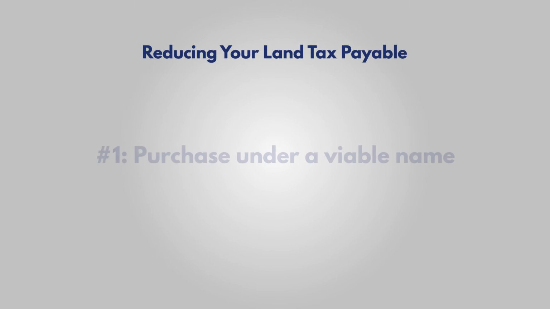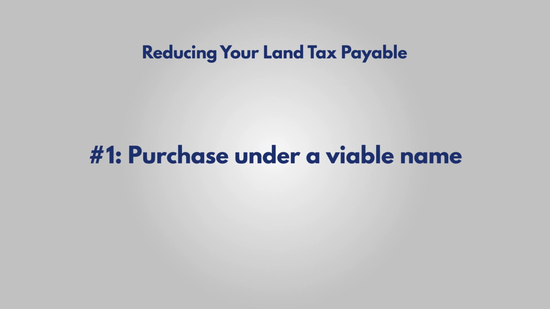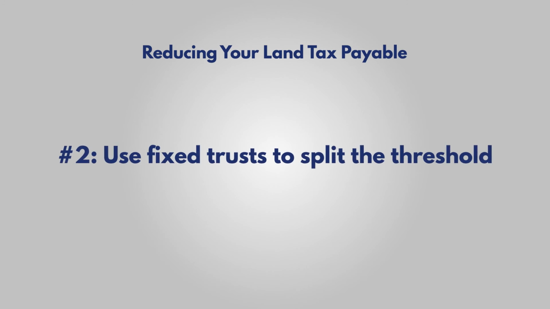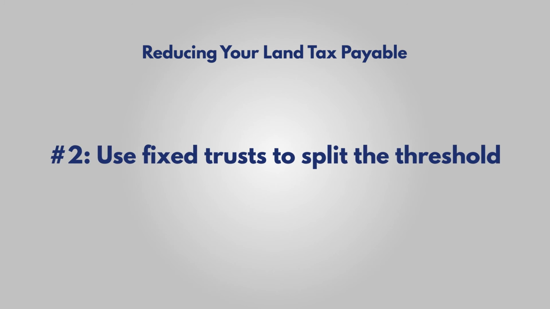Before I finish off, I wanted to just share 4 more tips with you for reducing your land tax payable. Number 1, purchase the property in the name of a person who has not already hit the threshold in the state. A good example of this is when a couple decides to purchase investment properties. For example, the husband might already have a property in his name, hitting the threshold. Therefore, he might consider acquiring any more properties in his wife's name rather than his. Number 2, use fixed trusts or other entities to split up the threshold. The use of a fixed trust can allow you to essentially have multiple thresholds.